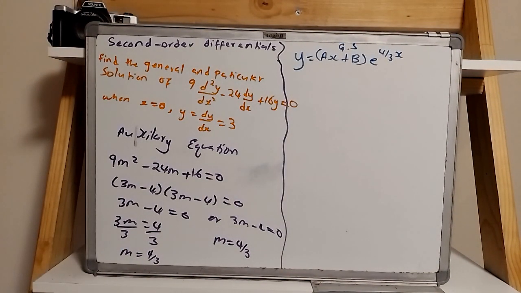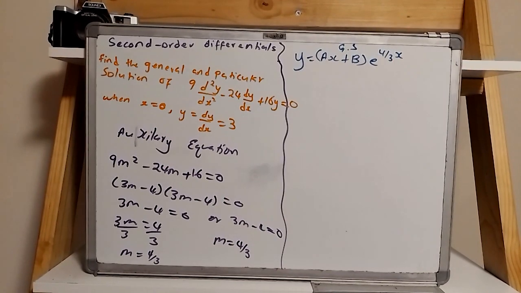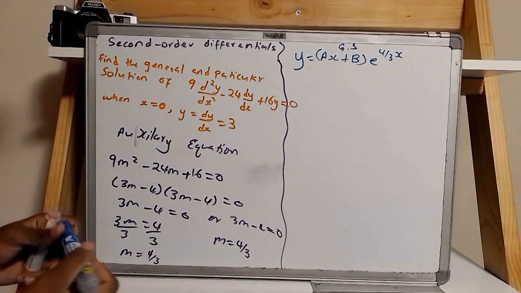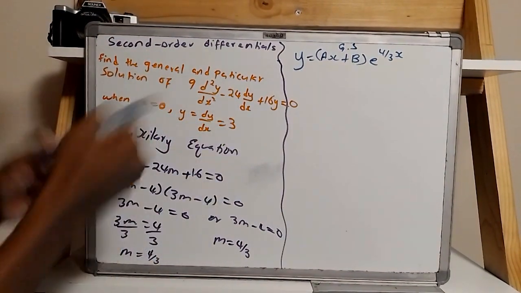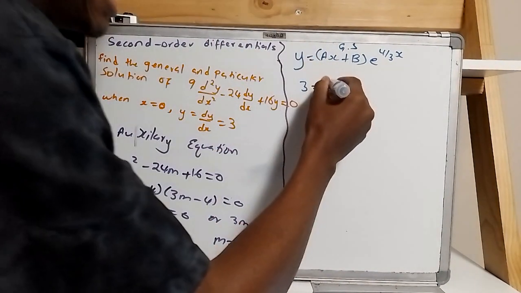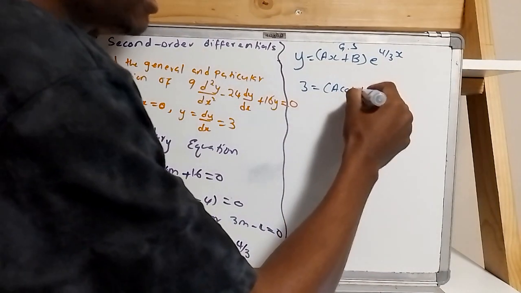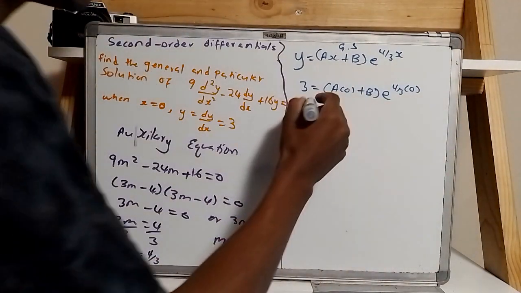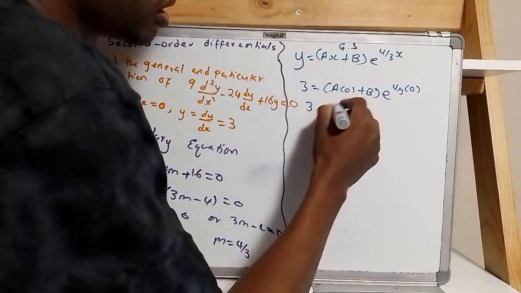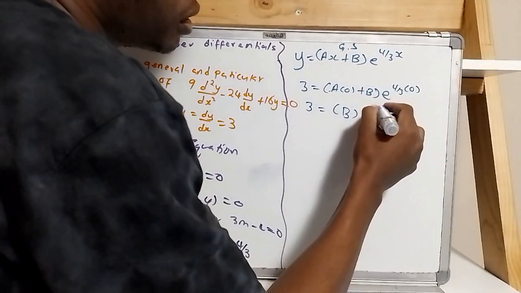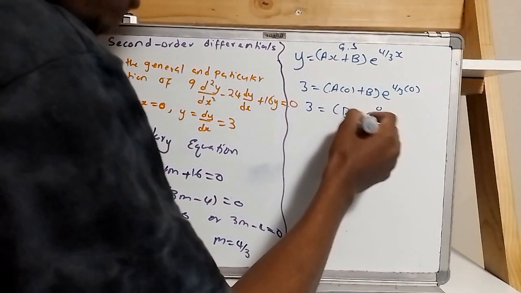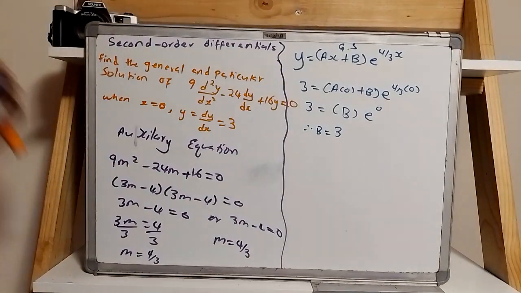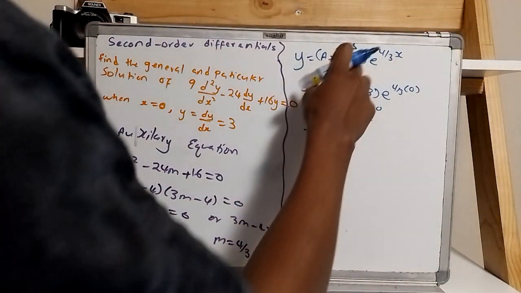Now, when you are looking for a particular solution, you are told boundaries. They say when x is equal to 0, y should be 3. So in this case, I can say 3 is equal to a times 0 plus b, e to the power 4 over 3 multiplied by 0. This will give me 3 is equal to b e to the power 0. Then e to the power 0 gives me 1. Therefore, b is equal to 3. I got the value of b.